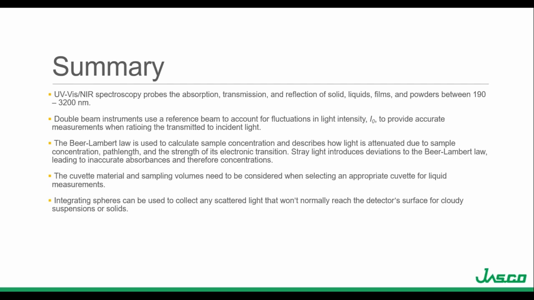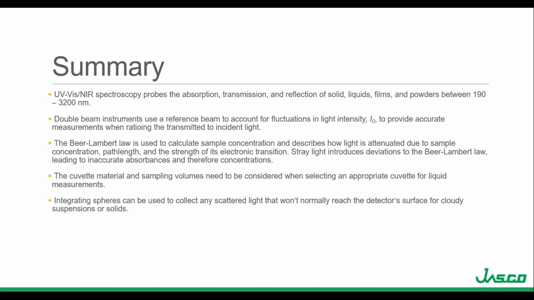So while I would typically summarize what I've discussed for the last 40 minutes, UV spectroscopy is a pretty hard topic to break down into a single slide of bullet points, but here are a few takeaways. UV VIS NIR spectroscopy probes the absorption, transmittance, and reflection of solids, liquids, films, and powders between 190 to 3200 nanometers. Double beam instruments use a reference beam to account for fluctuations in light intensity I0 to provide accurate measurements when ratioing the transmitted to incident light.